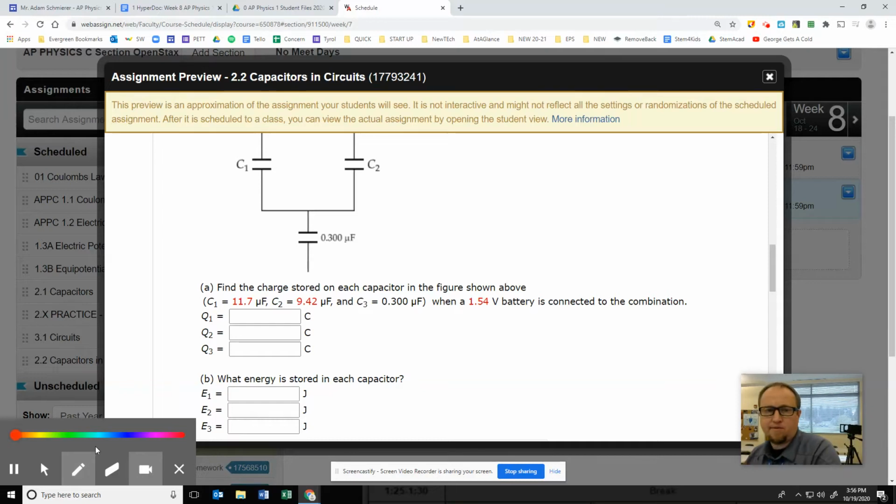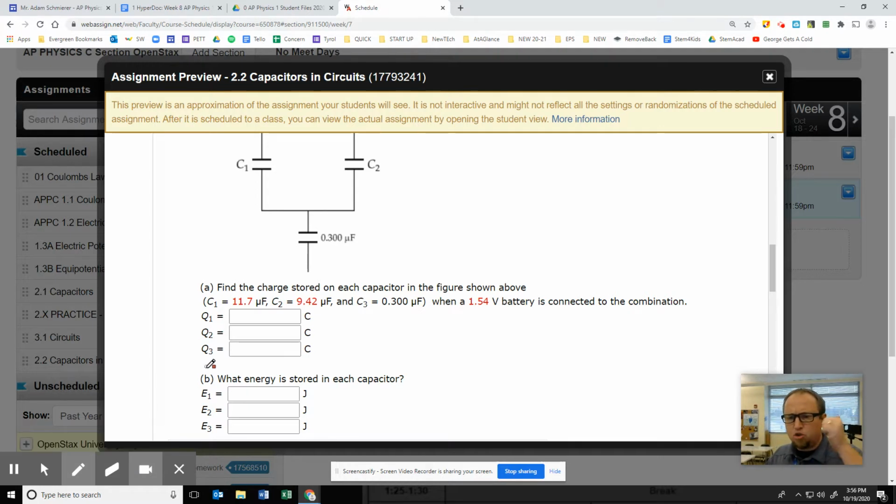All right. So I have some questions on WebAssign with capacitors, and specifically around part B. We're going to do number 2, part B, number 3, and number 4. Okay, so 2B says, what's the energy stored in each capacitor?